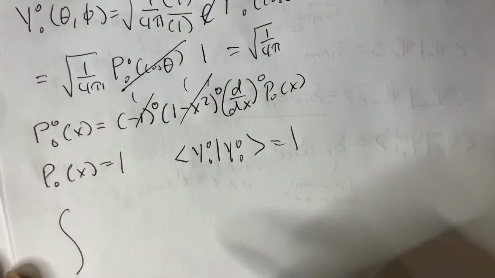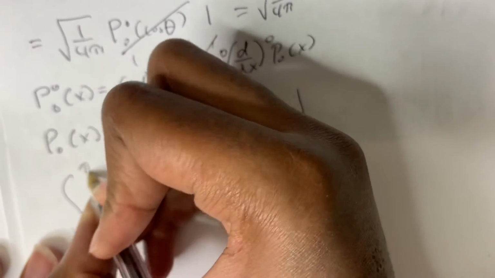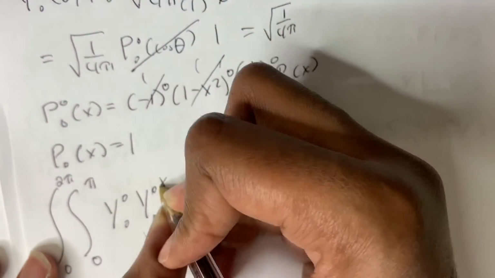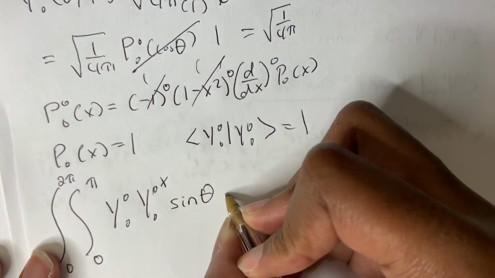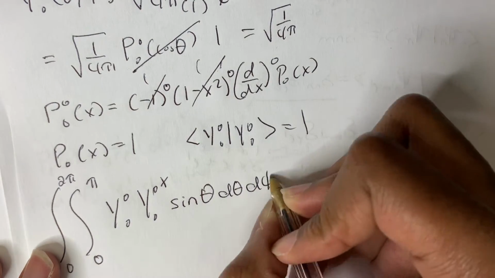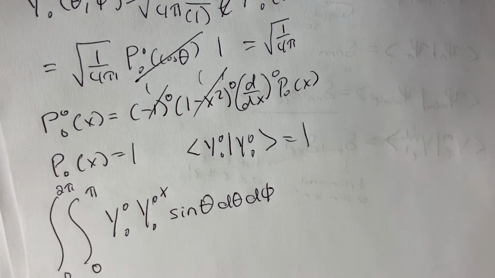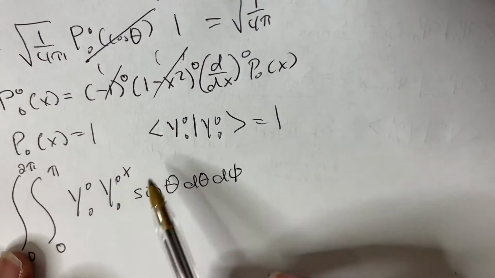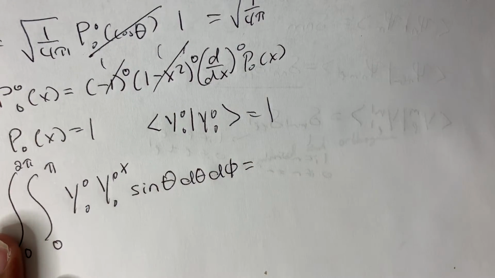So the integral from 0 to pi, well, double integral, there's a 2 pi, of Y00, complex conjugate of course, then it's sine of theta d theta d phi. If you guys are unfamiliar with this over here, this is just the differential in the spherical coordinates system. Okay, so this has to be 1 if it's normalized. So let's just plug Y00 in and see if this is actually 1.